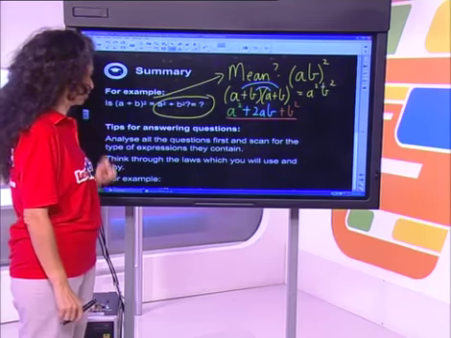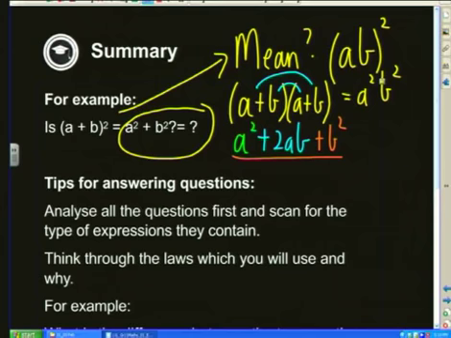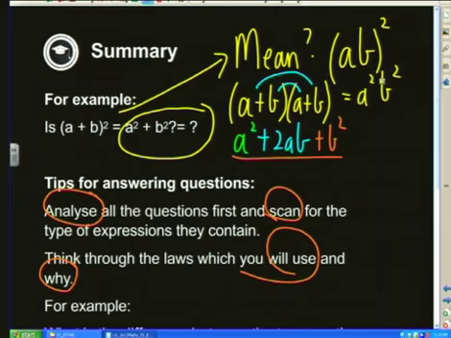So tips for answering the questions: I need to analyze all the questions first, and I need to scan. This process of analyzing will prevent you from making silly mistakes for the type of expressions they contain. Think through which laws you would use and why. Which am I going to use and why am I going to use them?